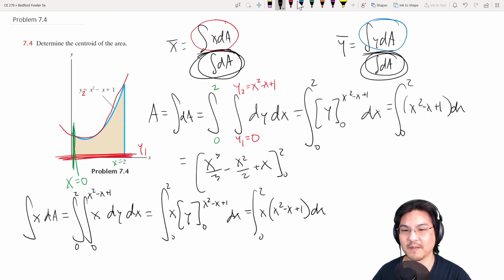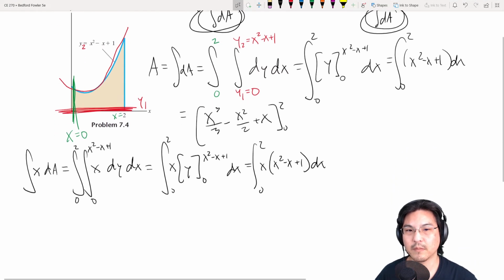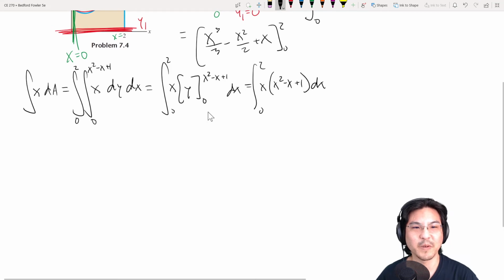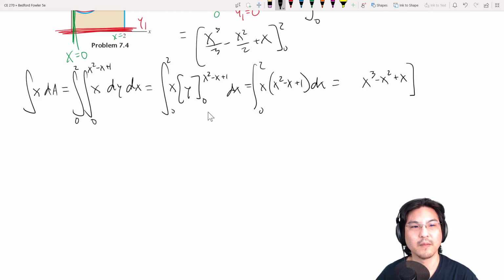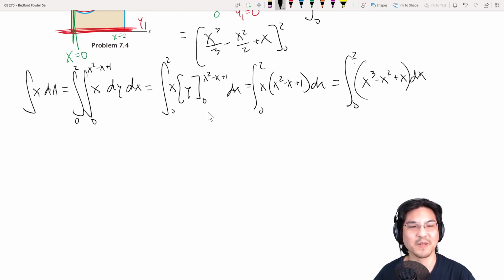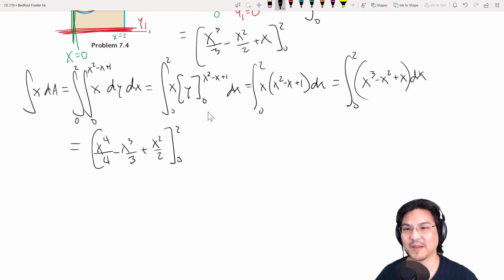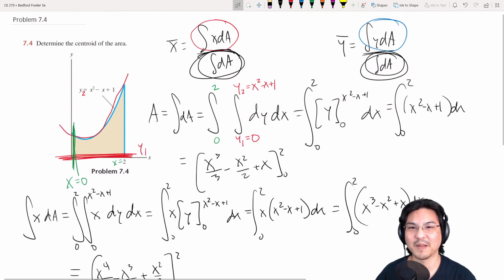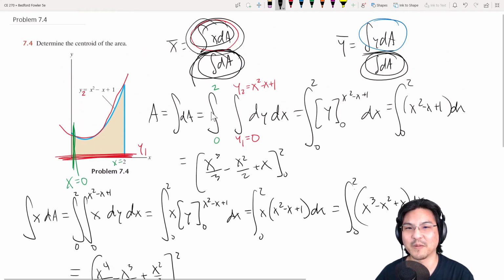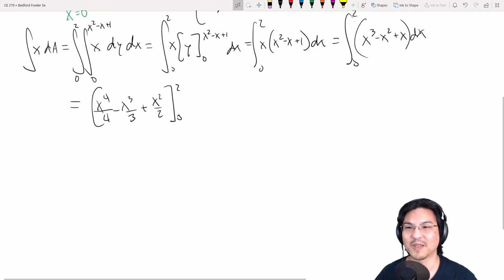Okay, and then keep going. Let's multiply that thing through. Right, and then let's finish that up. So let's integrate that from 0 to 2. And then, right, plug that in the calculator. So then you got this, and then just that over that. And that's the answer for the x component of the centroid.